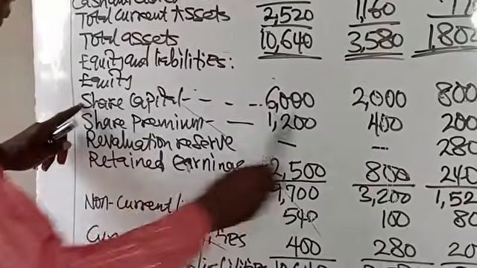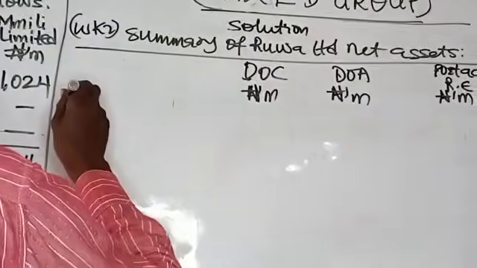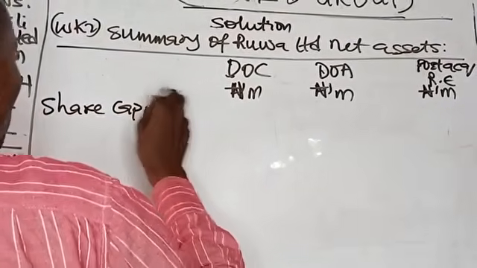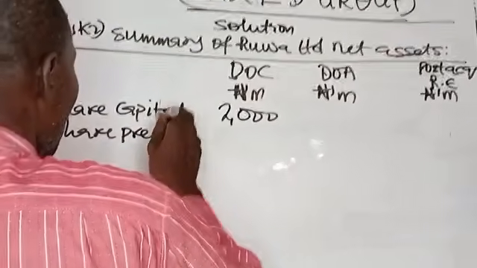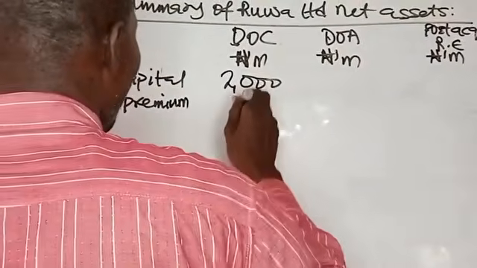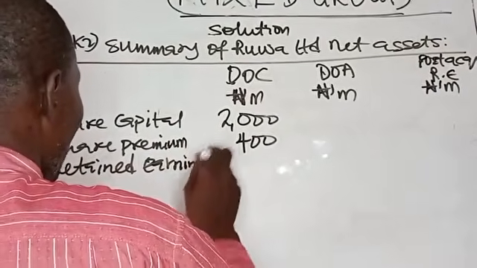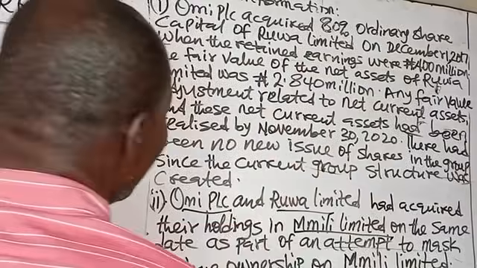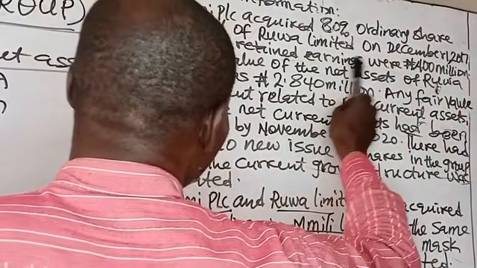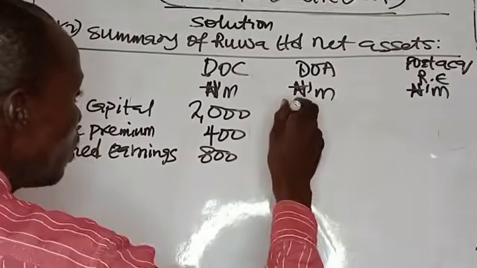Equity comprises share capital 2,000, share premium 400, retained earnings 800. Now, let's write them out. Share capital, 2,000. Share premium, 400. Retained earnings of 800 naira. Note 1: Omi PLC acquired 80% ordinary share capital of Ruwa Limited on December 1st, 2017, when the retained earnings were 400 million naira. So we were given the retained earnings as at the date of acquisition of Ruwa Limited to be 400. So the share capital at DOA will still be 2,000.